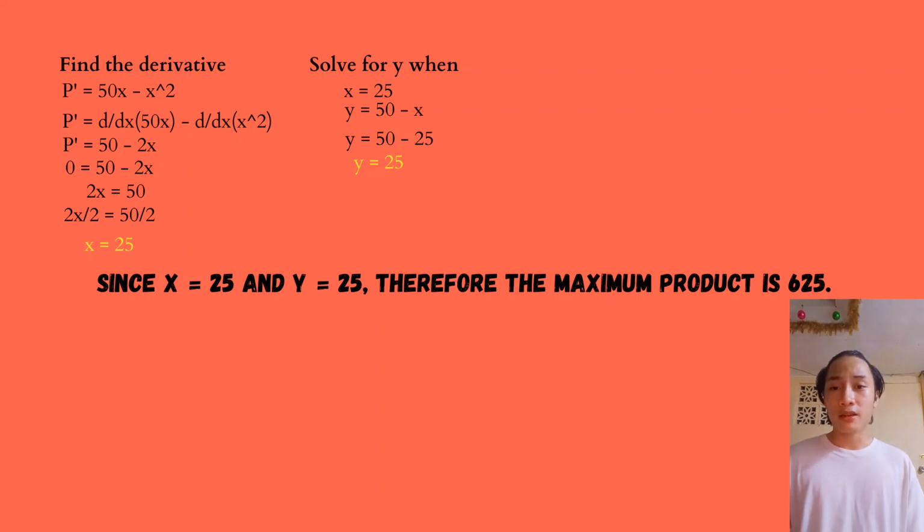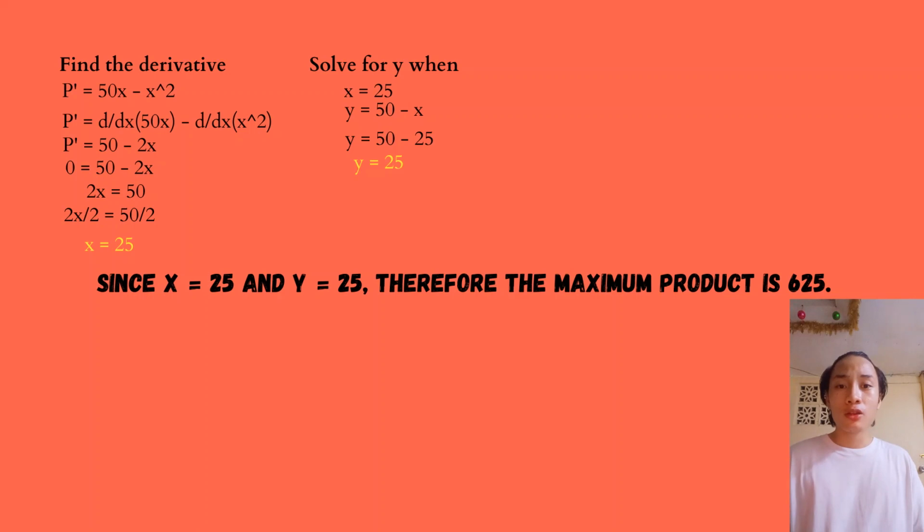Then in negative x squared, we need to use the power rule. So it will be equal to negative 2x. And by the way, we use the formula of the derivative of a sum and difference of functions. So after the answer 50 minus 2x, we need to transpose the negative 2x to the other side. So it will become positive 2x equals 50.